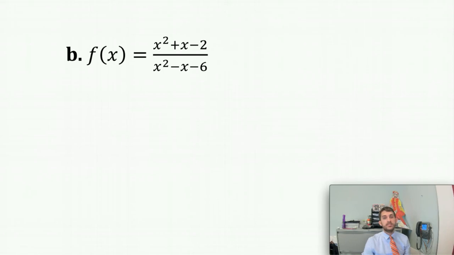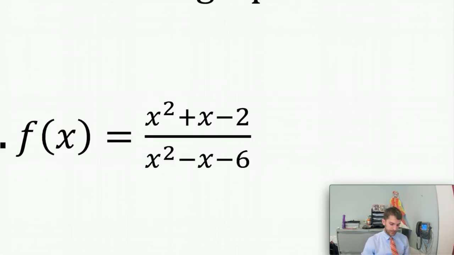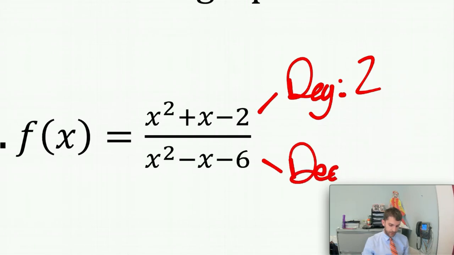Letter B is f of x equals x squared plus x minus 2 over x squared minus x minus 6. Starting off again, let's just identify the degree. So the degree of the numerator is 2. The degree of the denominator is also 2. Now, in order for us to be able to do the processes that we talked about on the previous page, we've got to make sure there aren't any common factors.